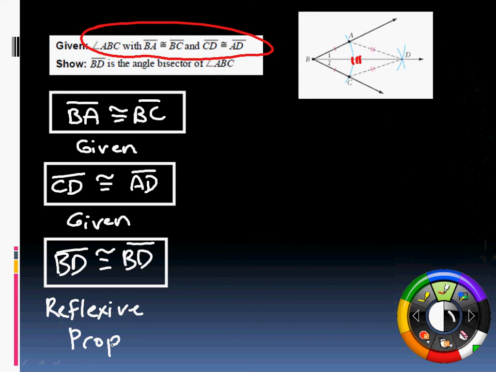Now because these three sides are congruent, I can say now that the triangles are congruent. That's exciting. So I get triangle BAD is congruent to triangle. Let's see, what corresponds here? B is congruent to B, and A is congruent to C, and D is congruent to D.